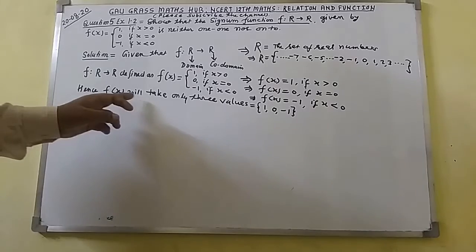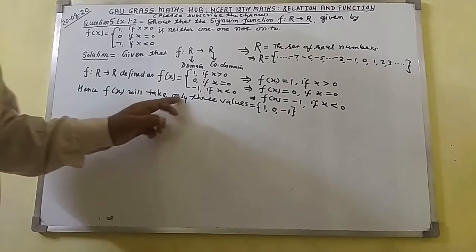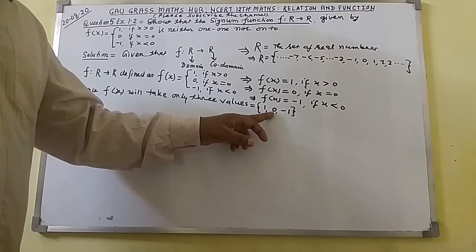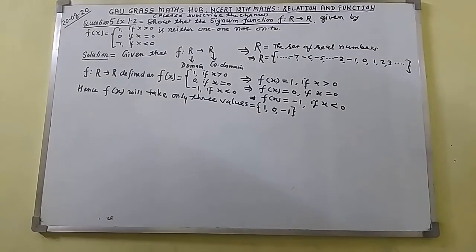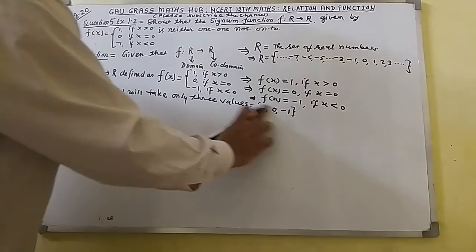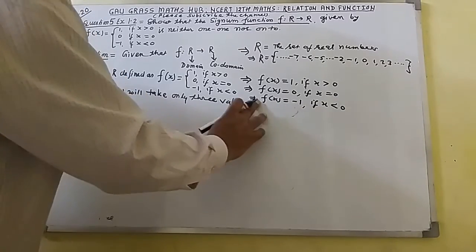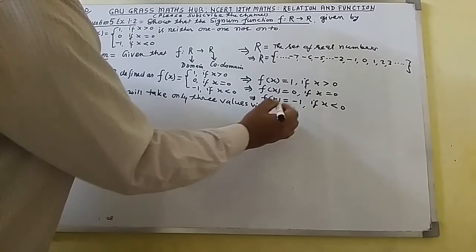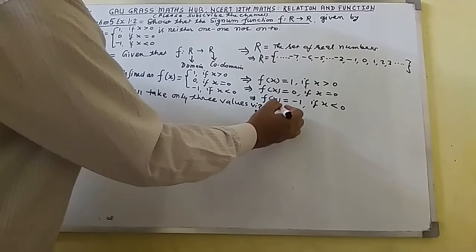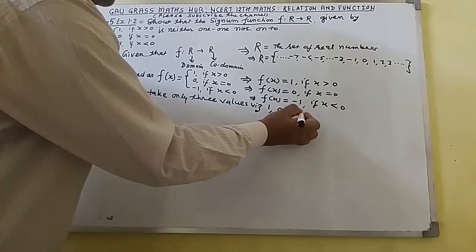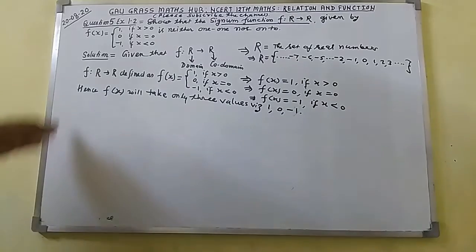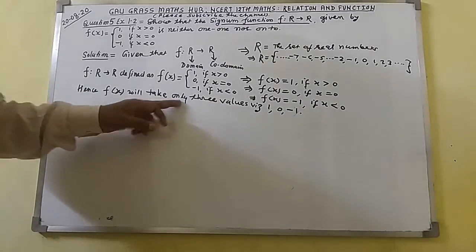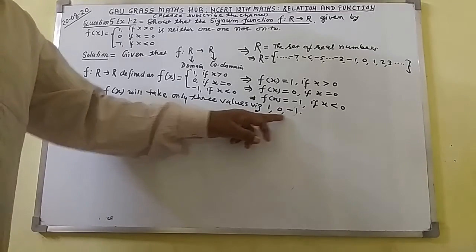So f of x will take only three values, that is 1, comma 0, comma -1. Don't write it like this, because this will become a set. Write it as: only three values with 1, comma 0, comma -1, full stop. So this way we have to write here.